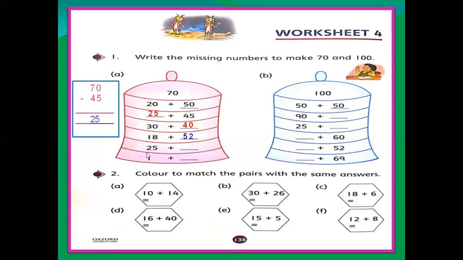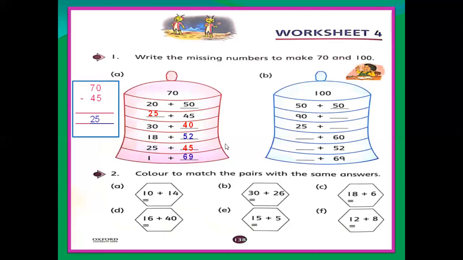This is 25 plus dash. So 70 minus 25, the answer is 45. It means the second number is 45. So when we add 25 plus 45, the answer will come 70. 5 plus 5, 10. 4 plus 2, 6 plus 1, 7. And this is very easy. 1 plus dash. So 70 minus 1, 69. Okay, 1 plus 69, the answer is 70.